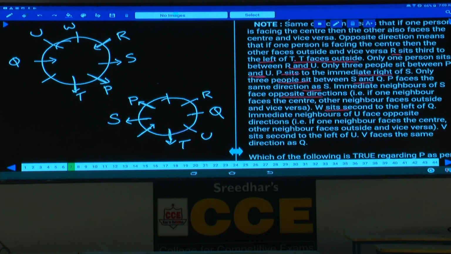Now in this case, Q must be outward, isn't it? Then only W sits second to the left of Q. As immediate neighbors of U are facing opposite, Q and W are the immediate neighbors. Q is inward, W will be outward.